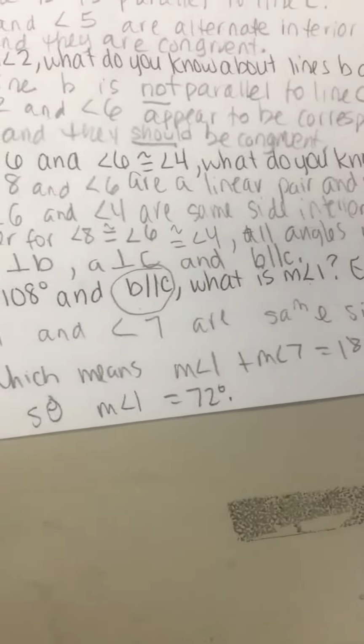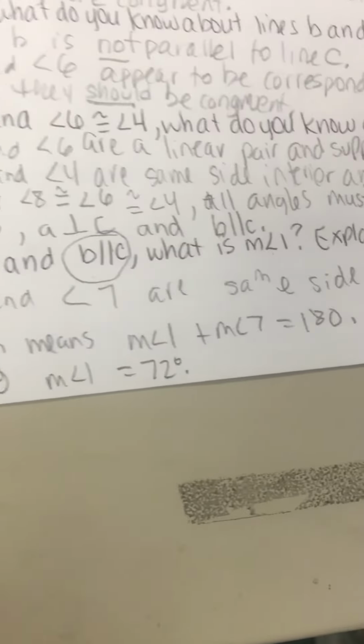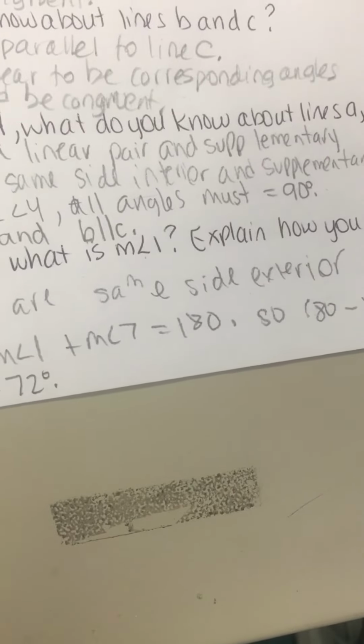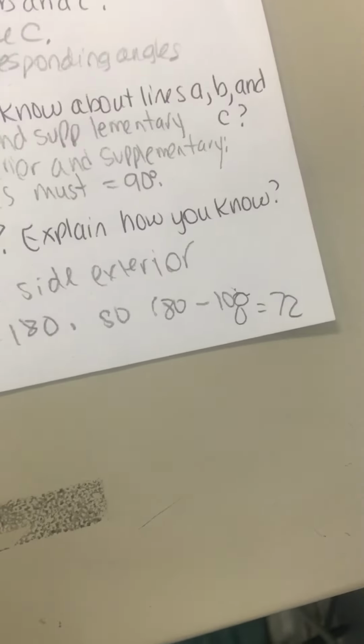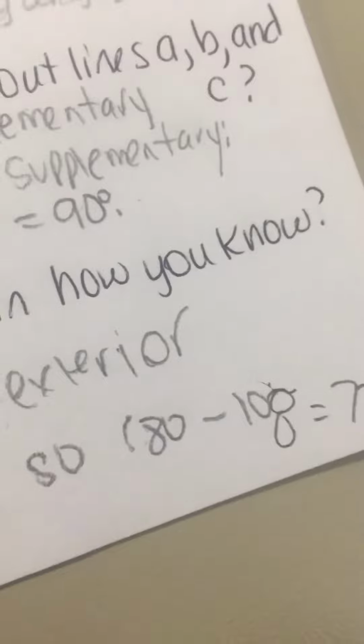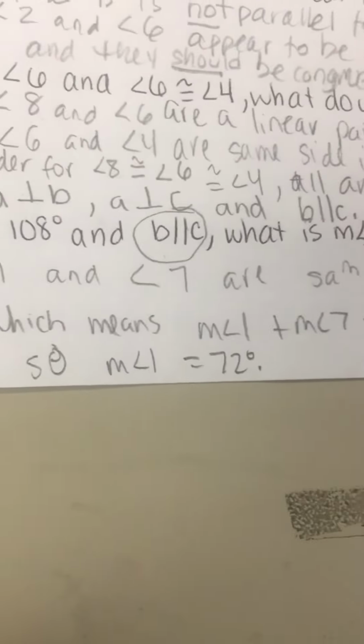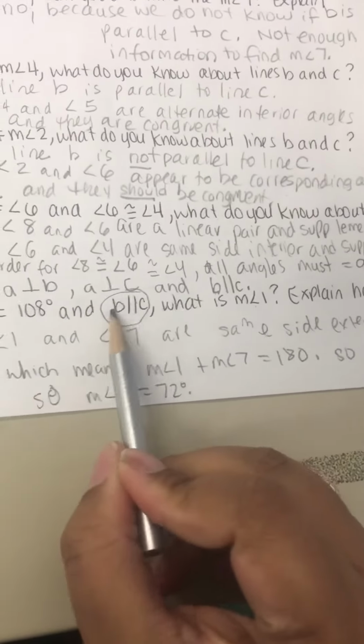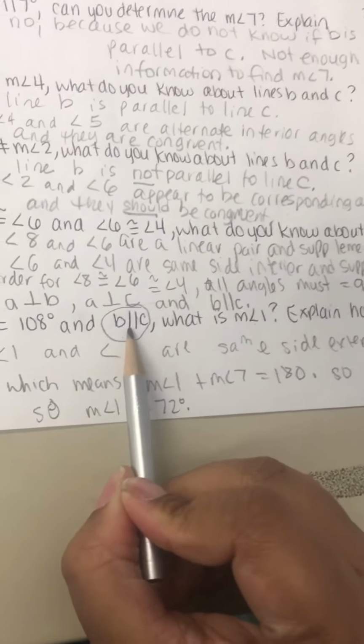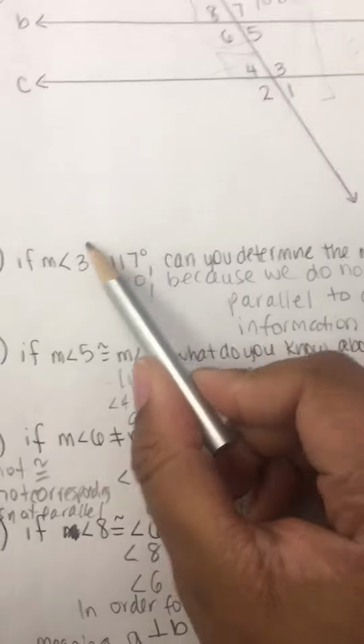Okay, if you can read my chicken scratch, I wrote the measure of angle 1 and angle 7 are same side exterior, which means measure of angle 1 plus measure of angle 7 equals 180. So 180 minus 108, I know that looks like a 100, but that's 108, equals 72. So the measure of angle 1 equals 72. The main reason why you were allowed to do this is because they had told you the lines were parallel. In this question, they never told you lines were parallel, so you couldn't determine anything.